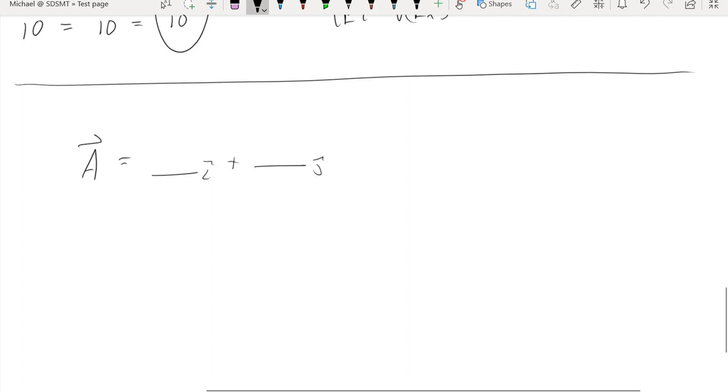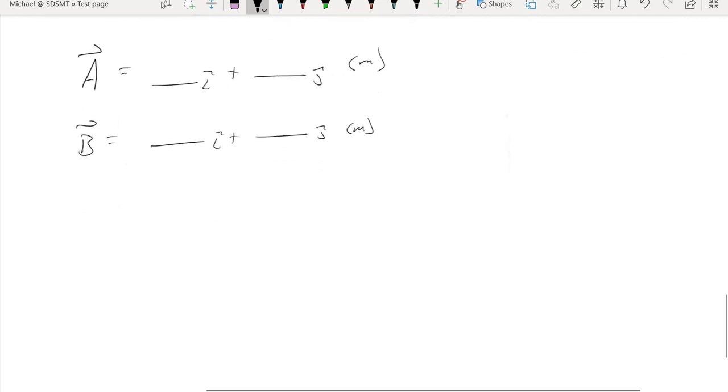Once again, we'll go with meters. And vector B is also unknown to us. However, we know that if we take 2 times the value of vector A and add it to 3 times the value of vector B, we will get values of negative 9 i hat plus 16 j hat.